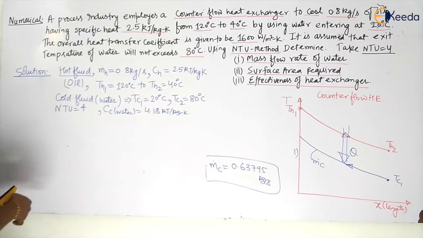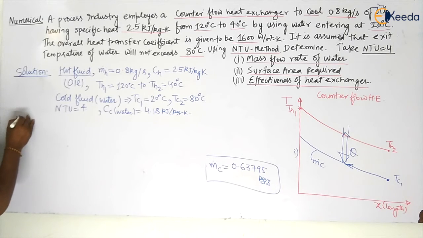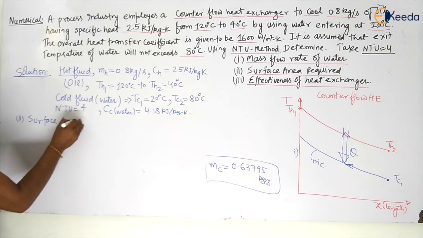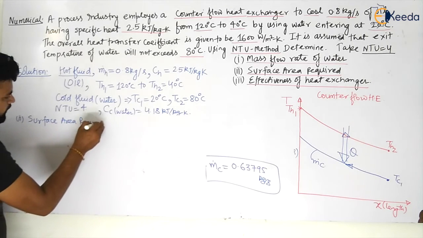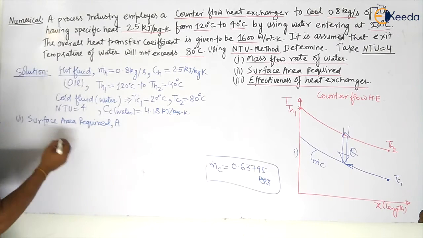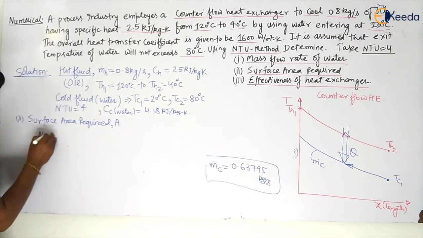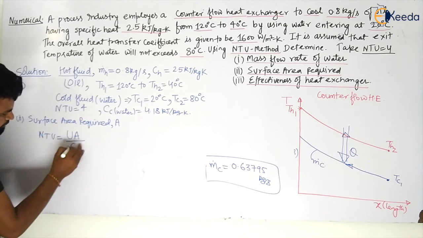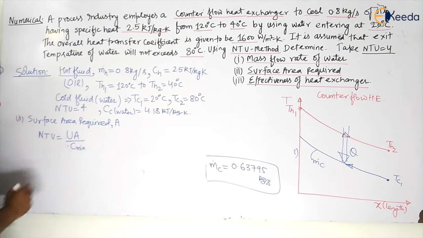So if I will talk about the second question, my dear students, it will be surface area required. So he is asking about the surface area required. Very good. So let us calculate the surface area. We know that NTU is equal to UA by C minimum.